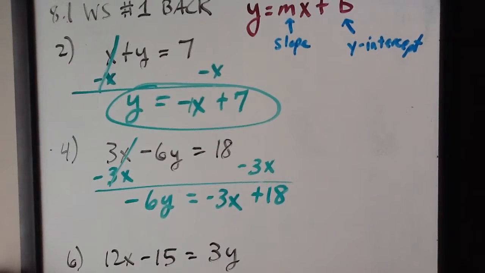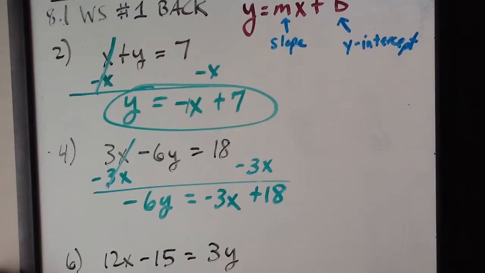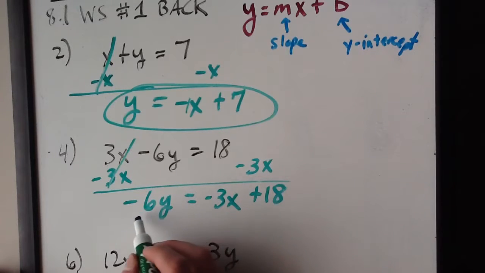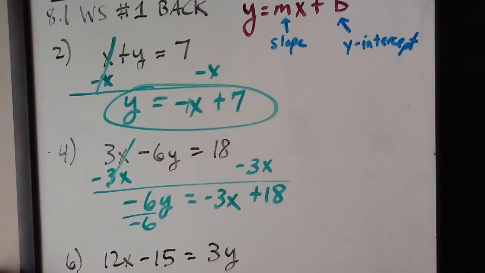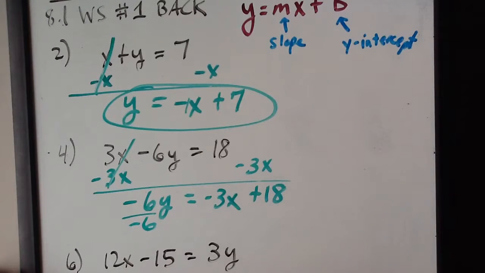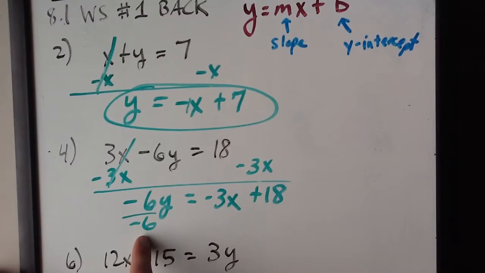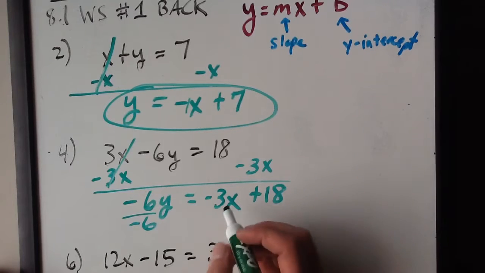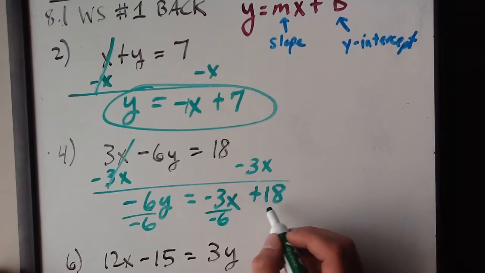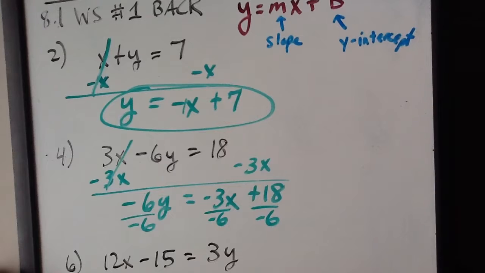Okay. Now I'm on track to get this in slope-intercept form, but it's not quite there yet because this is negative 6y. I need this to be y. So I need to divide this by negative 6. That way, I'll just end up with y. Now again, the golden rule of equations: if you divide one side by negative 6, you divide the right side by negative 6, and be sure you divide each term by negative 6.